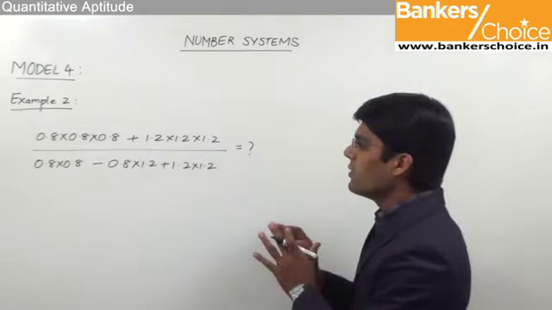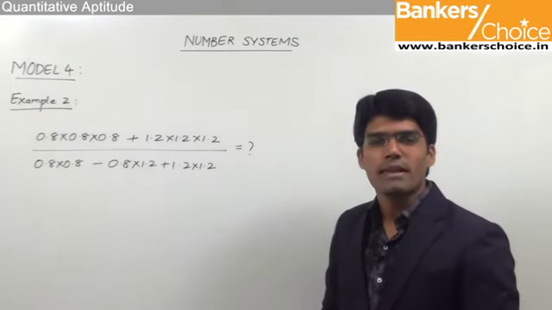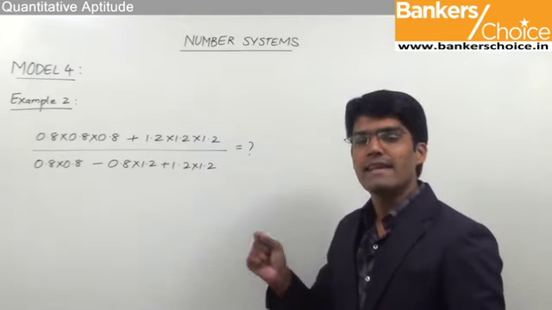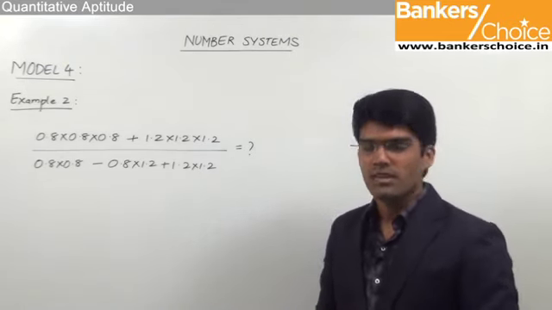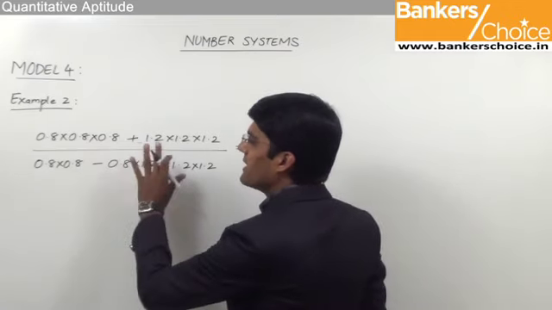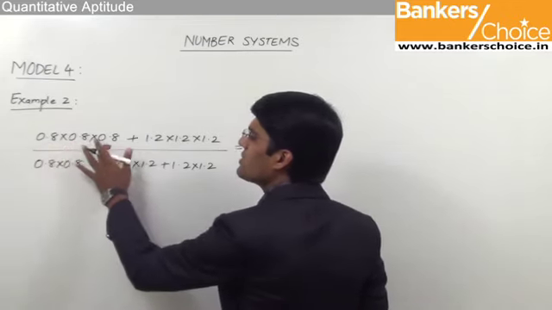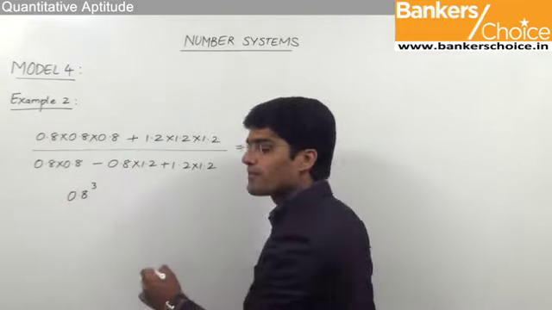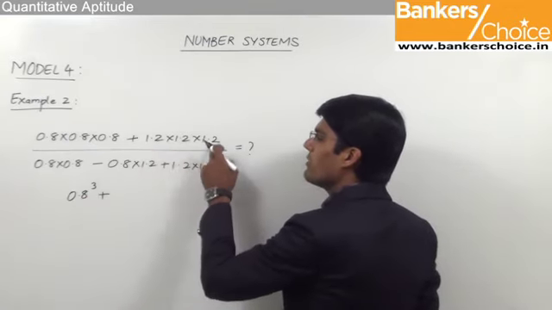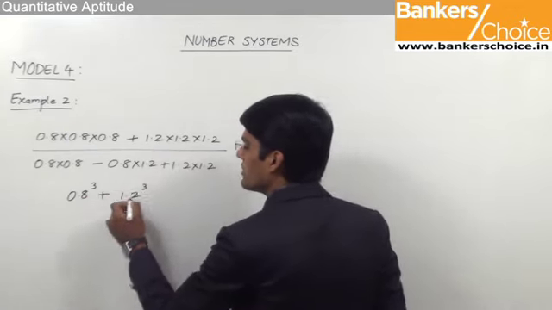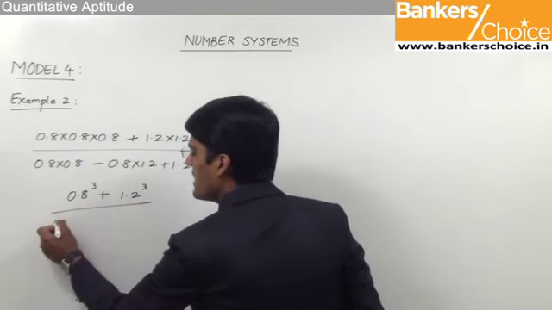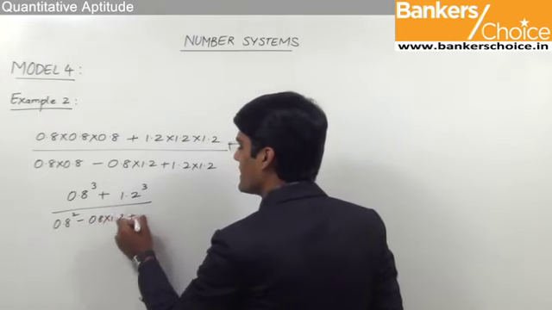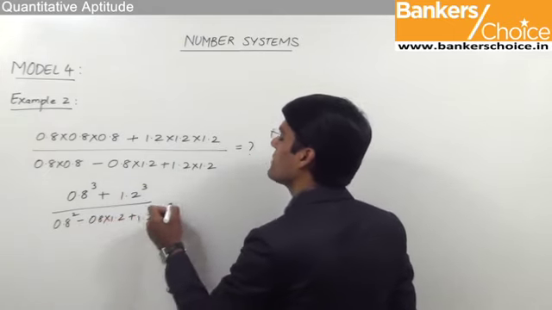Now friends, if you look at this question, it really appears to be a complicated one. But if you understand the formula which is to be applied here, the answer can be obtained in a few seconds. Now let us first of all simplify this in a proper form. For example, 0.8 into 0.8 into 0.8 can be taken as 0.8 whole cube plus 1.2 into 1.2 into 1.2 is 1.2 cube, divided by 0.8 into 0.8 is 0.8 squared, minus 0.8 into 1.2 as it is, plus 1.2 into 1.2 is 1.2 squared.